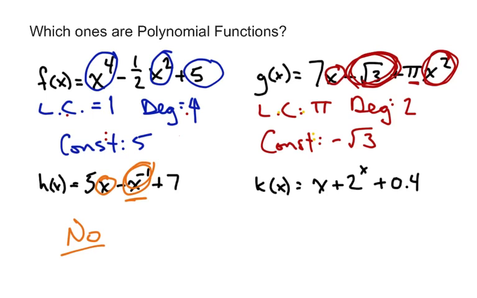Remember, if we had x to the fourth, we went x to the fourth, x to the third, x to the second, x to the first, x to the 0, and we don't get any negative powers. Lastly, with k of x, we've got x and 2 to the x and a constant term. It's that 2 to the x that makes this not a polynomial as well, because the power has to be a positive whole number. It can't be a variable.